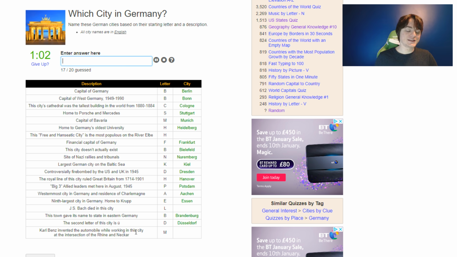Carl Benz invented the automobile while working in the city at the intersection of the Rhine and Neckar. Cities that start with an M include Münster. Is that... That might be an Irish city, actually. It might also be an Irish city and a German city. Okay, so... I actually do know this one. There's something famous about this place. Because I know Carl Benz. If you look him up, he's got a really bizarre mustache.